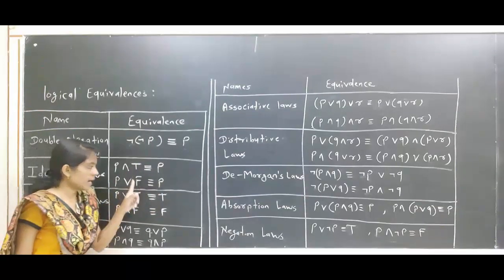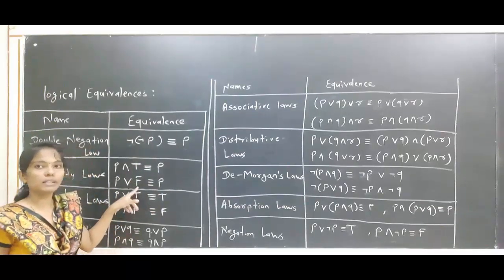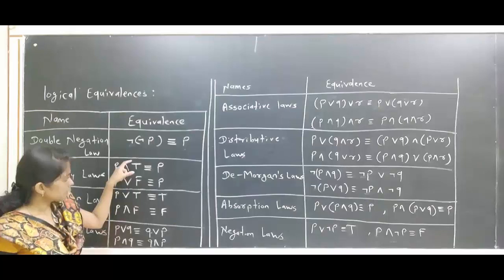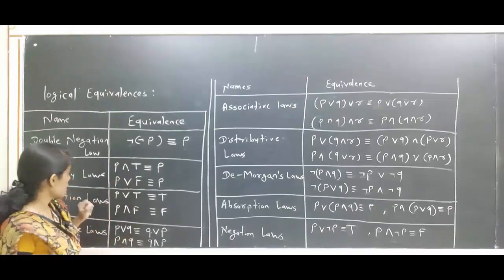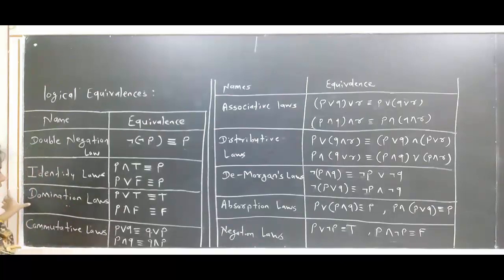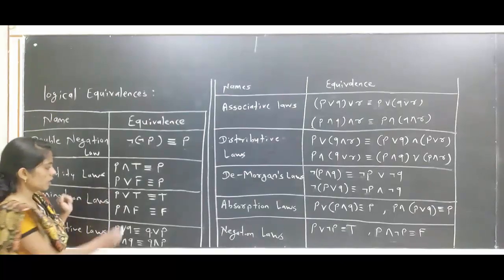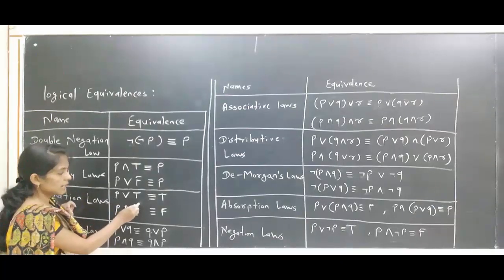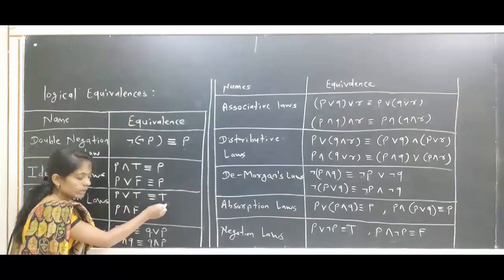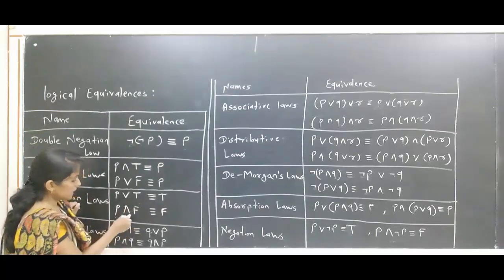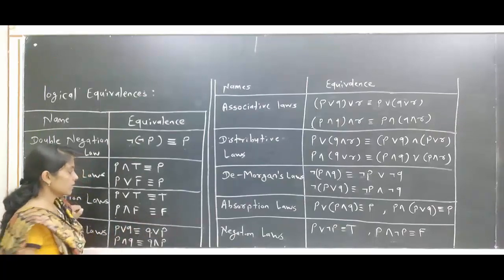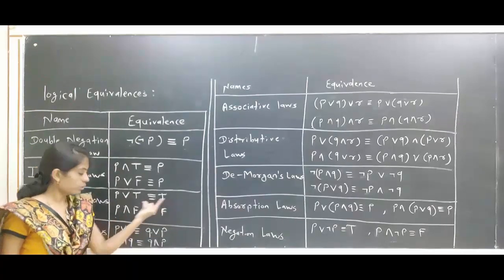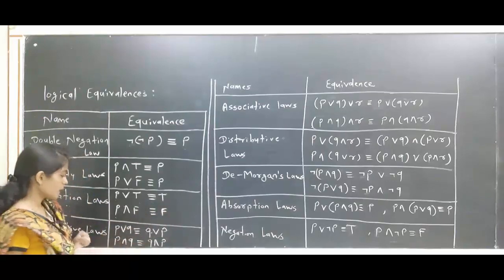So here T and F are nothing but the truth values. T denotes true and F denotes false. Okay, now next domination laws. So first law, P disjunction T is equivalent to T and second, P conjunction F equivalent to F. Again here T denotes true value and F denotes false value.